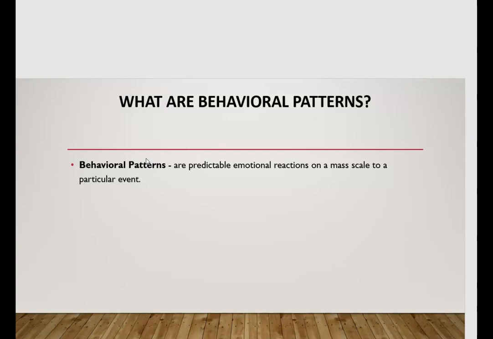So we know that they exist and we know that they can be predictable, right? We can predict with a pretty high degree of accuracy because we know how people are going to react, not only individually, but on a mass scale. Really important. So the question is, how do you use that when it comes to trading? And I'm going to show you how to use it.